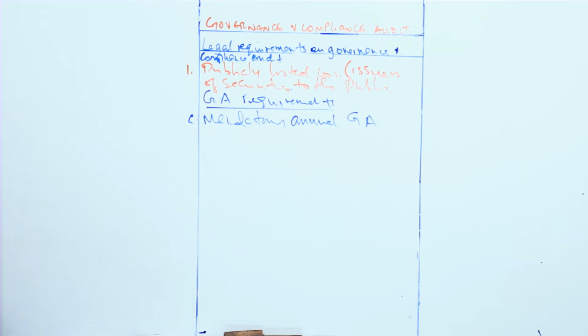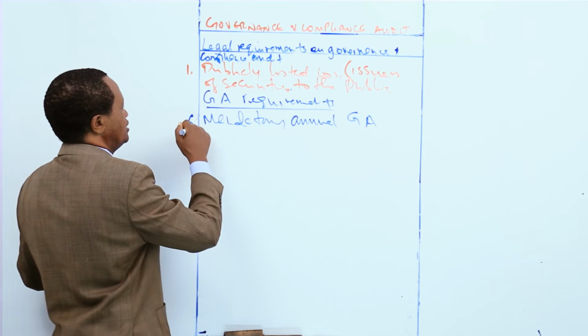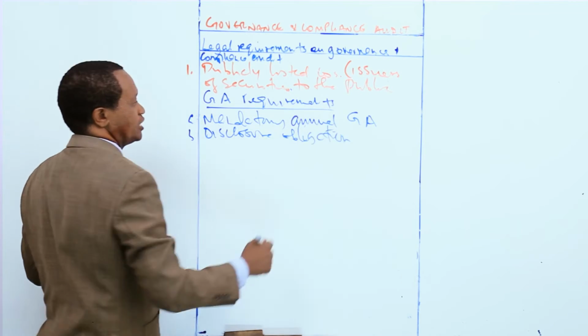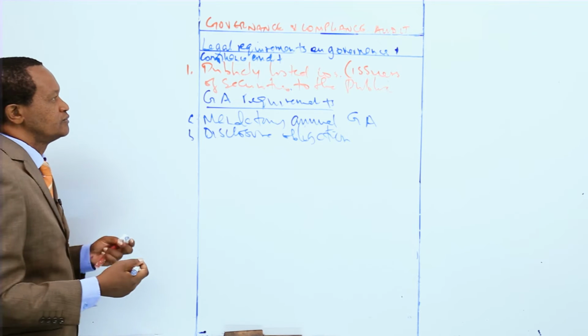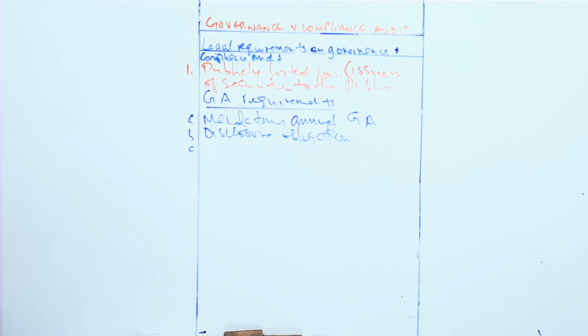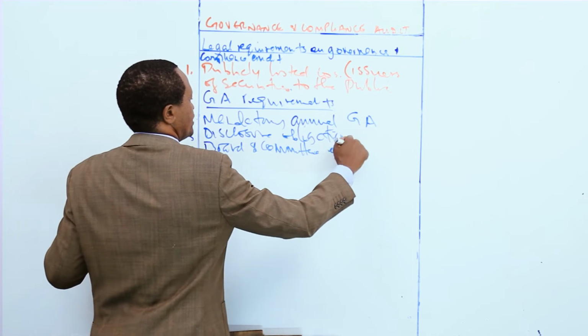Then there is the disclosure obligation. Apart from the mandatory annual governance audit, there is the disclosure obligation. Companies are required to disclose the outcomes of the governance audit in their annual reports, demonstrating their level of compliance with the code. Another requirement is in relation to board evaluation, board and committee effectiveness.